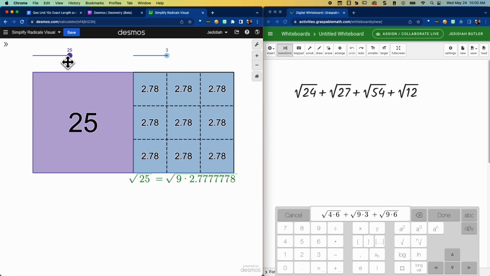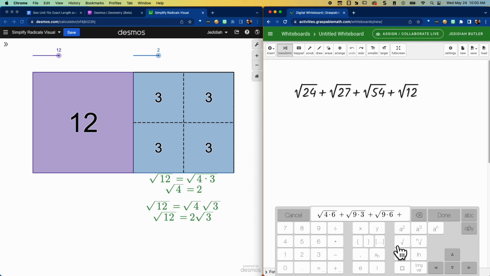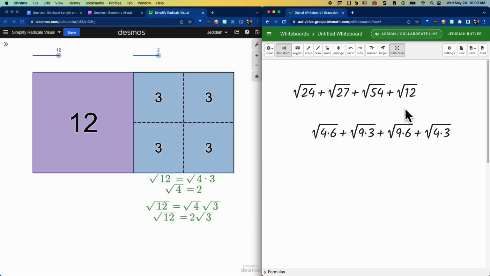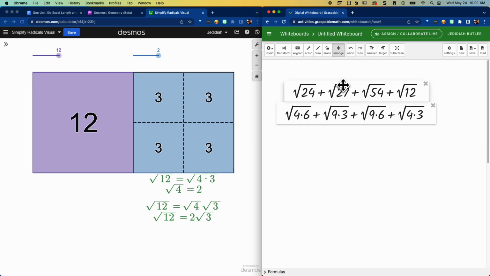And then the last one is a 12. I'm going to pull this tool down to 12 and see if it doesn't multiply by 9. Does it multiply by 4 or a 16? No, but here we go. 4 times 3, where our square is 2 by 2. So we'll have plus 4 times 3 for the 12. All right, so we got a lot going on here. I just want to arrange this right underneath it so you can tell that these are equal pieces.